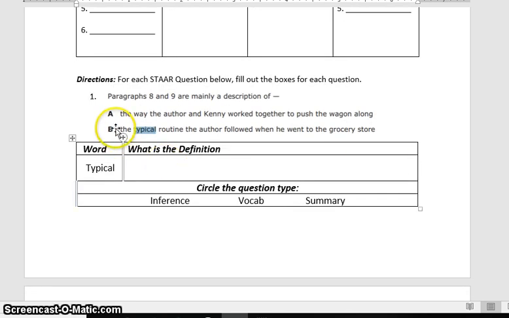Now for this part, listen to this word and see what is the definition. The typical routine the author followed when he went to the grocery store. What is the definition of typical? Write that here. What type of question is this? Is this an inference question, vocabulary question, or a summary question?